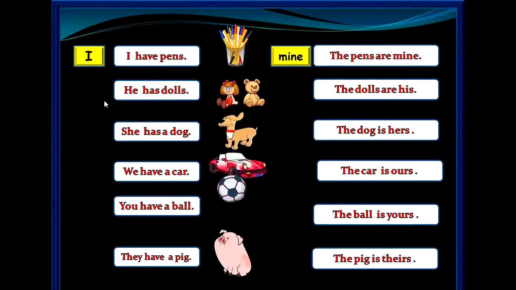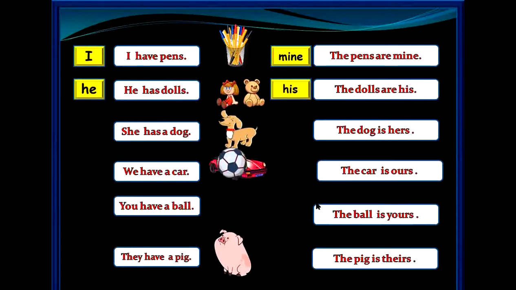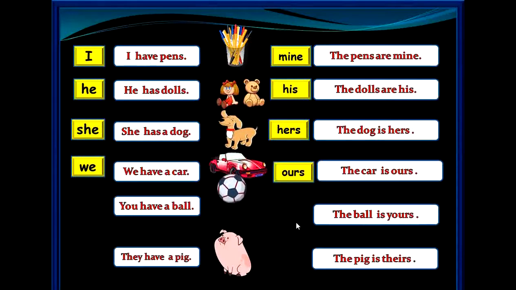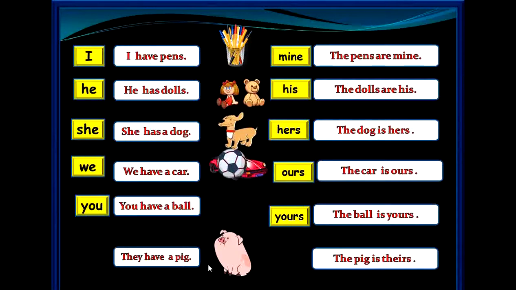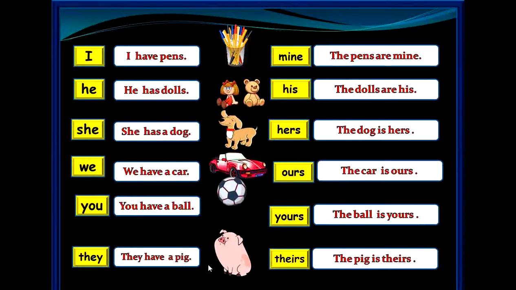For the personal pronoun he, the possessive form is his. For the personal pronoun she, the possessive form is hers. For we, the possessive form is ours. For you, the possessive form is yours. And for they, the possessive form is theirs. So children, we have understood that possessive pronouns are used to show that something belongs to someone.